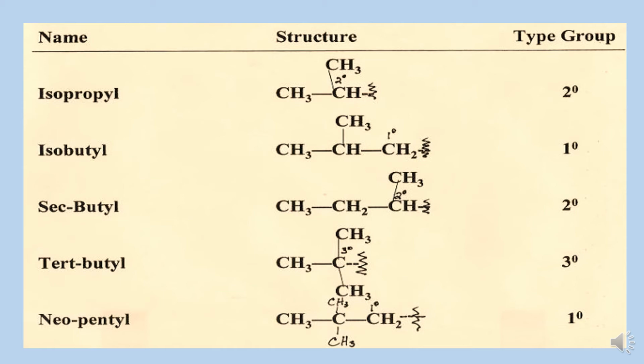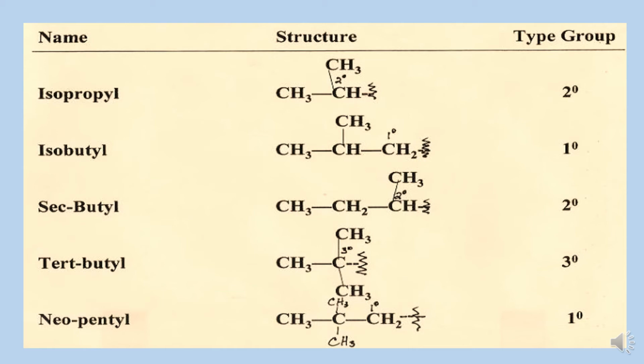That means the CH2 group is a 1-degree group, as it is connected to one carbon atom only. Whereas in secondary butyl, the group attached to the parent chain is a 2-degree carbon, meaning it is further linked to 2 different carbon atoms. So it is a 2-degree group. And this is the basic difference between secondary butyl and isobutyl.